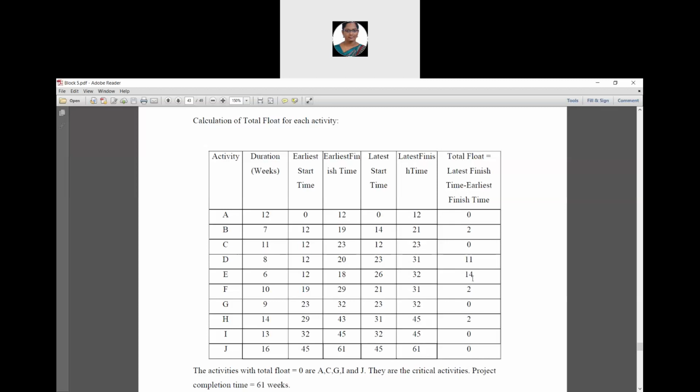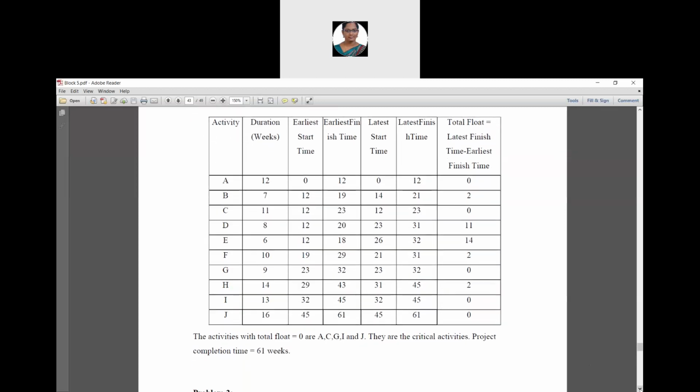For activity F, latest finish time is 31 and earliest finish time is 29. It is 2. For activity G, 32 minus 32, it is 0. For activity H, 45 minus 43 is 2. For I and J activity, it is 45 minus 45, 0 and 61 minus 61, 0. Okay, so keep that in mind.